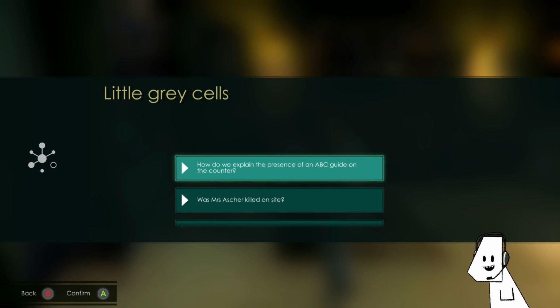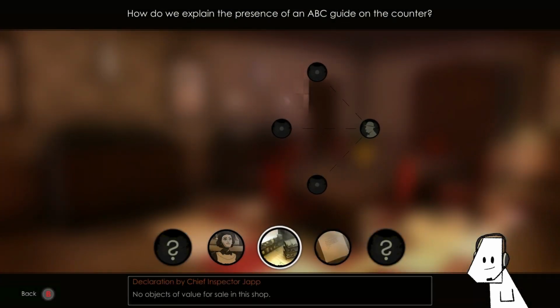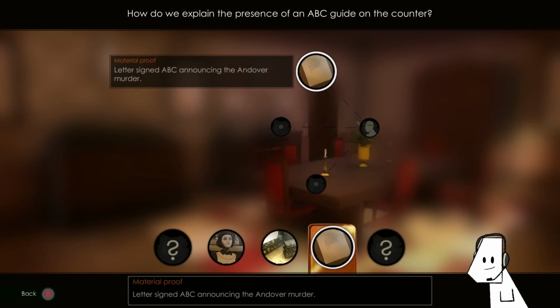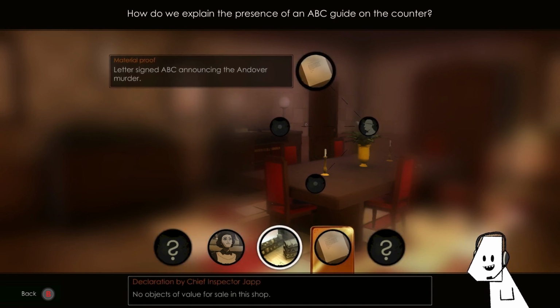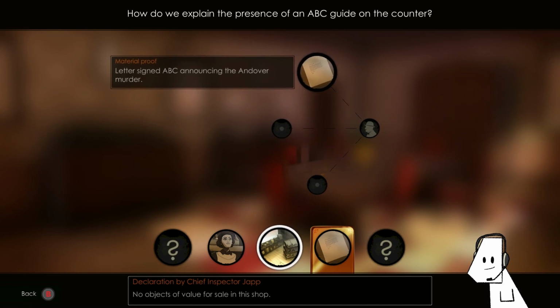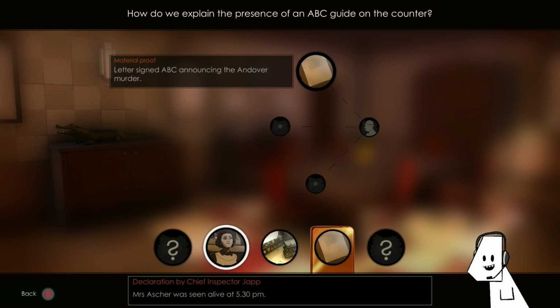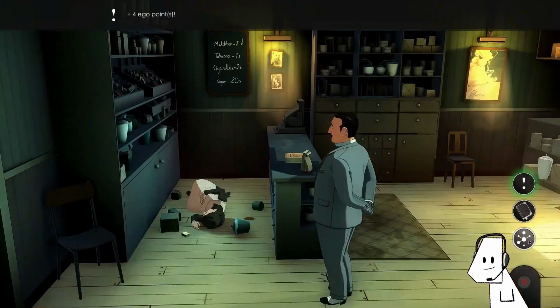How do you explain the presence of the ABC guide on the counter? The letter. And then I think these other two clues must be the other one, because no objects of value for sale. No objects of value for sale in the shop, which is a bit harsh. I mean, I suppose a lot of tobacco might be worth a lot. But yeah, and then her being alive at 5:30 doesn't explain the letter on the counter. So we haven't got all the clues for these questions yet.